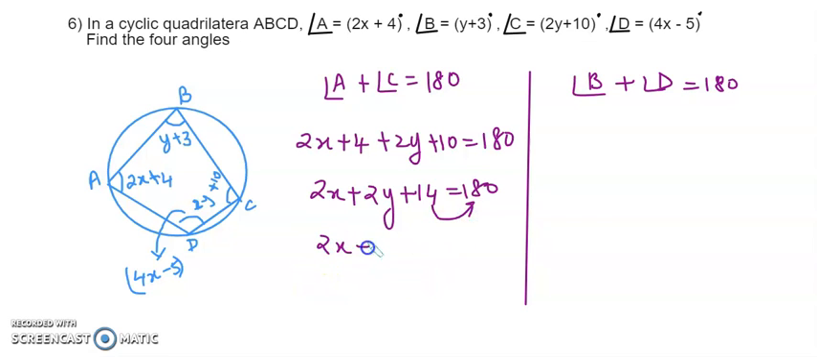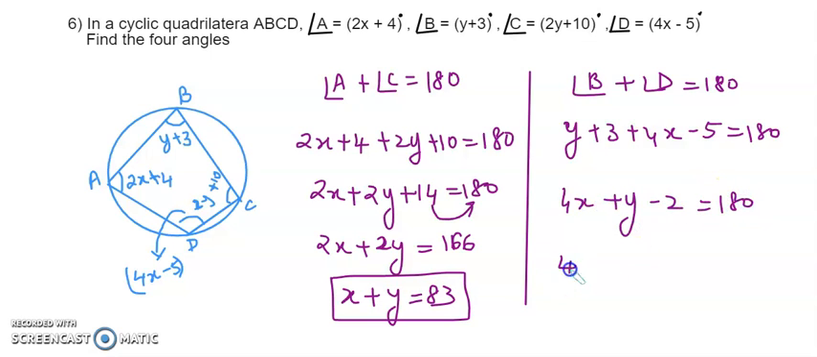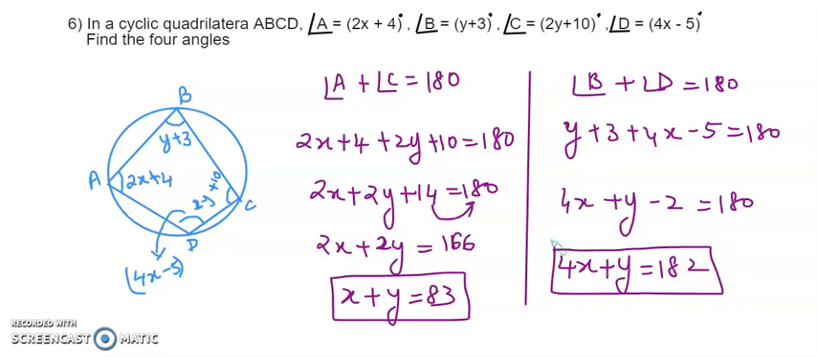Goes there on the other side. It's more like the first one, right? 2x plus 2y equals 166, and x plus y equals 83. And here I'm getting what? Y plus 3 plus 4x minus 5 equals 180. 4x plus y minus 2 equals 180. 4x plus y equals 182. Hope you have understood how to do it. The first one was based on triangles and the second one is based on cyclic quadrilaterals. Thank you.